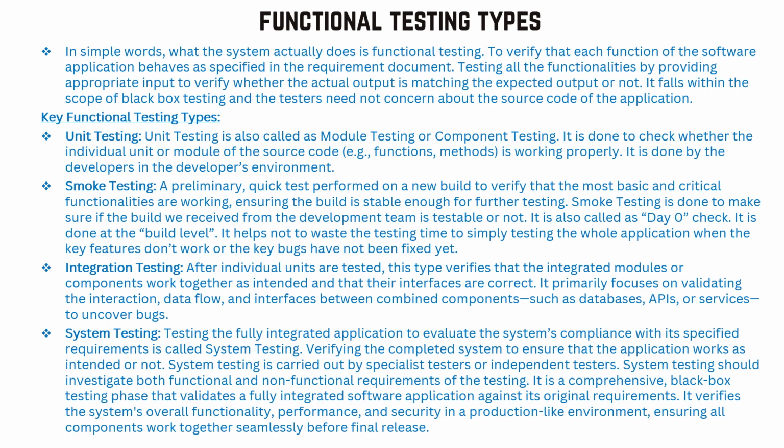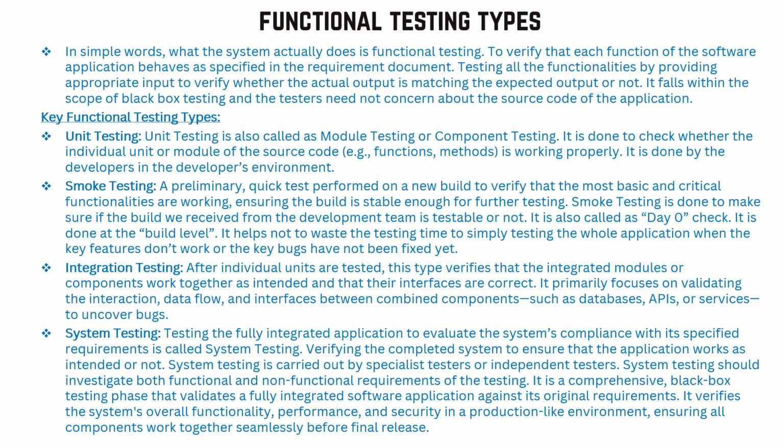So what is smoke testing? A preliminary quick test performed on a new build to verify that the most basic and critical functionalities are working, ensuring the build is stable enough for further testing. Smoke testing is done to make sure the build the QA team received from the development team is testable at all. It is also called a day zero check. It is done at the build level. It helps not to waste testing time on testing the whole application when the key features do not work or a key bug has not been fixed. So this is a kind of high-level testing before penetrating into deeper-level testing.